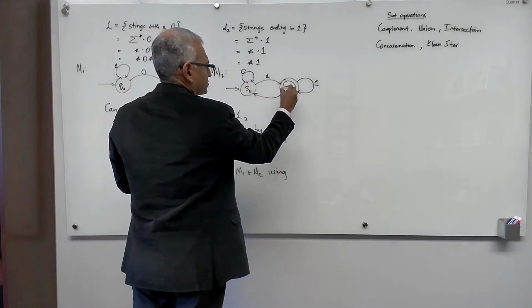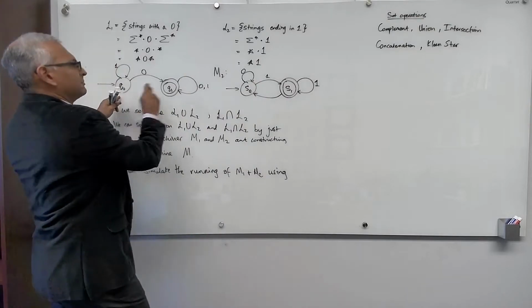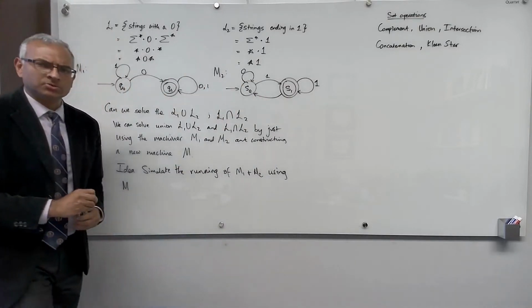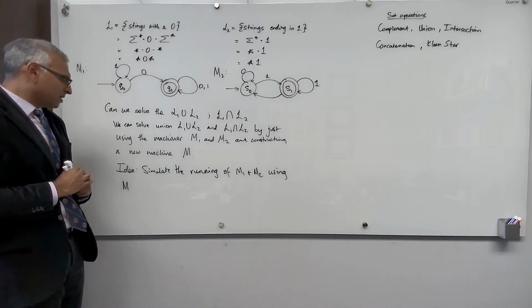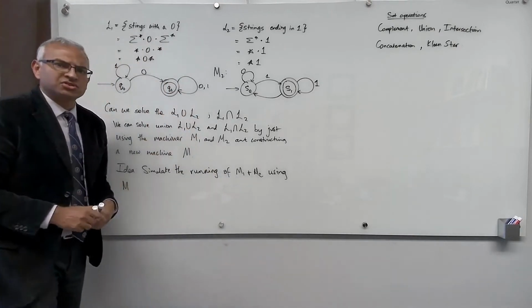S0 and S1. It's the same automaton. I just relabeled the states, but I don't want to have multiple states that are labeled Q0 and Q1, to remove confusion. So if I'm thinking of running both M1 and M2 on a string, where do I start?